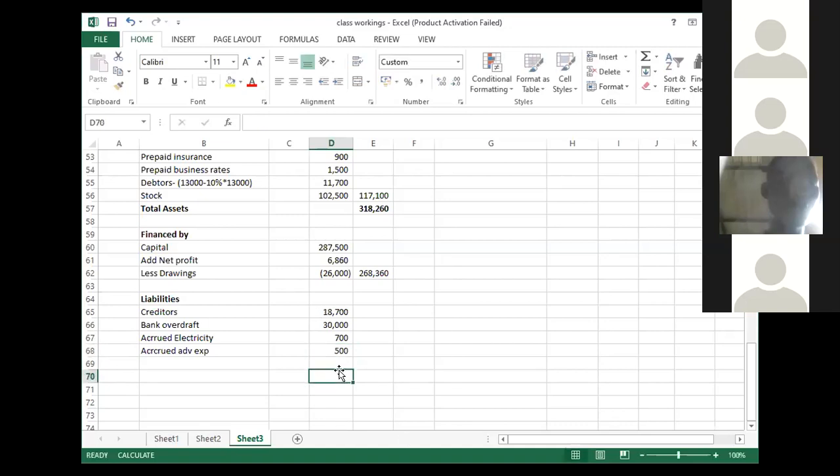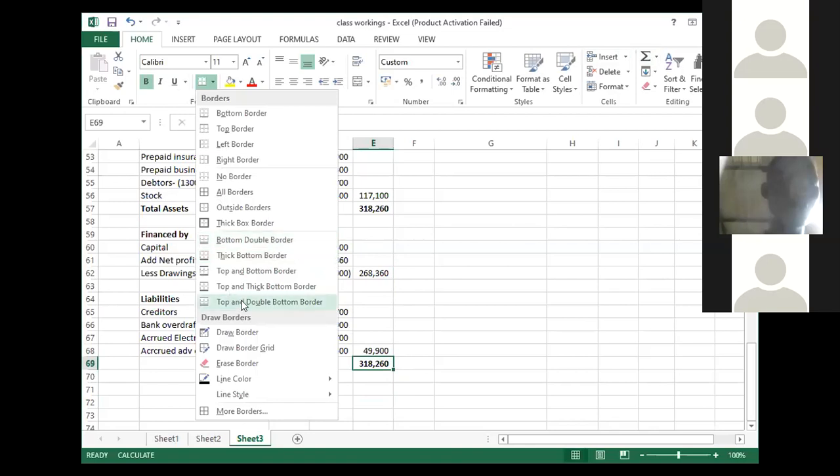Any other thing that you have left out as a liability or capital or asset? Kindly confirm. No, and therefore you can add up this. You get 49,900. And if you add that to capital, you should be able to get 318,260. And this one should have double lines, and that is what we said.